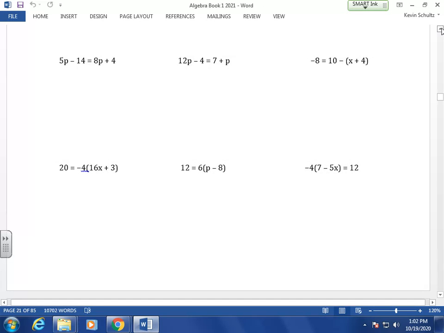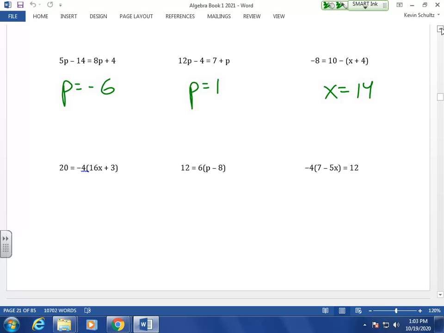Next row here. This one, P is equal to -6. Second one, P is equal to 1. And third one in this row, X is equal to 14.